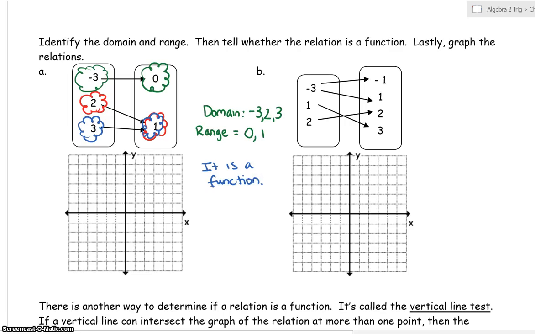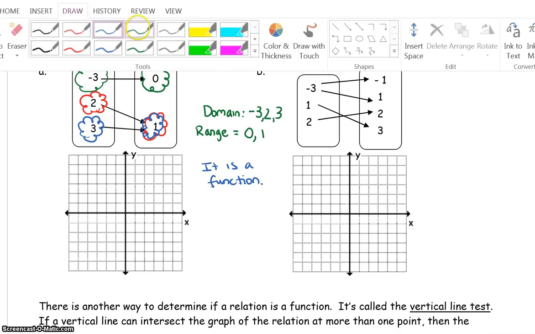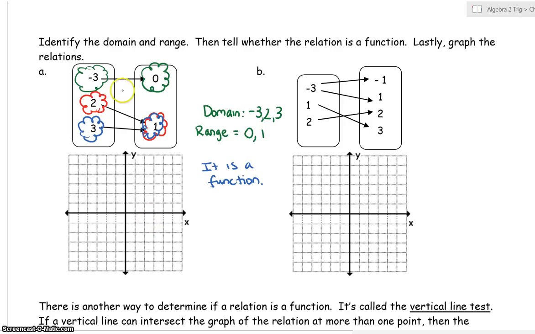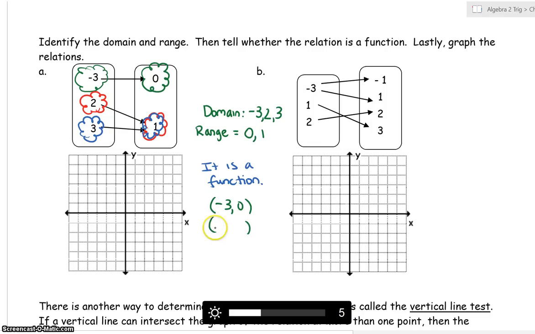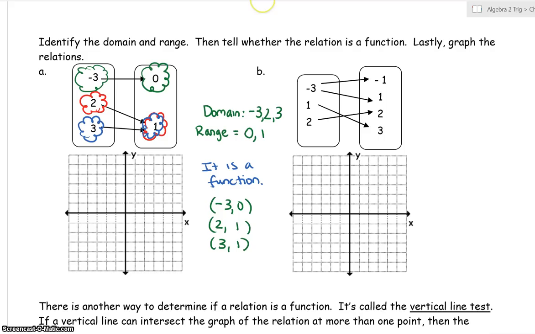So it says, lastly, graph the relation. So we're going to go ahead and plot the points. I like to write my points, so I'm going to write (-3, 0) is 1 point. The other one would be (2, 1), and the last one will be (3, 1). So we're going to go ahead and plot those 3 points. (-3, 0), over 2 and up 1 is (2, 1), and over 3 and up 1. So this is a function, and we have graphed it and done all the above.